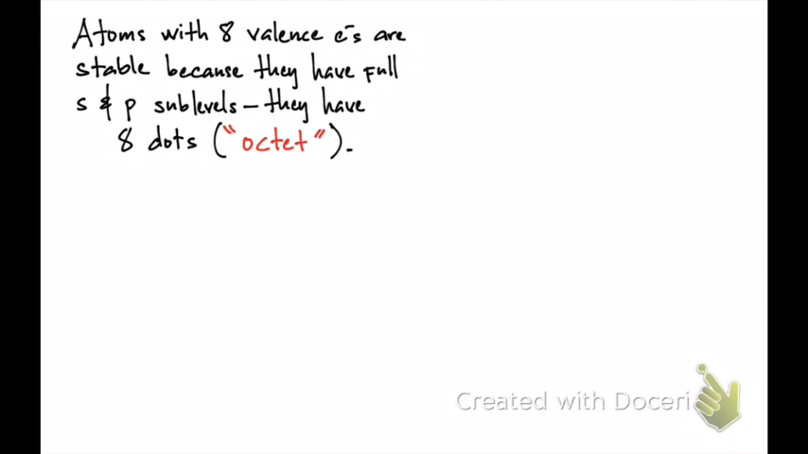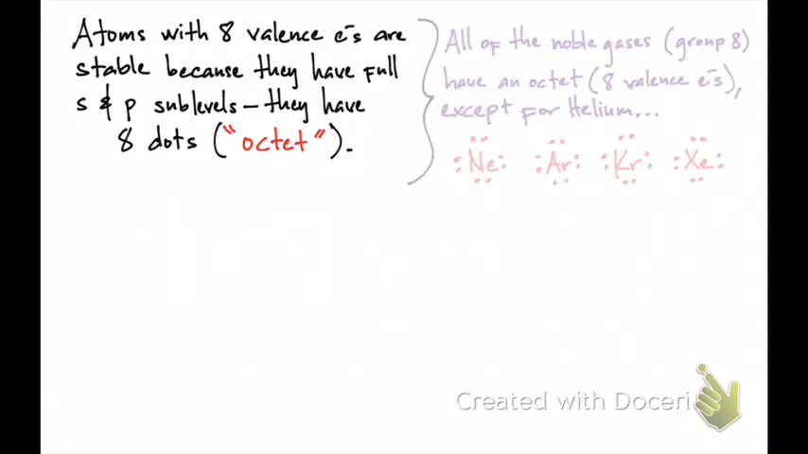In other words, they are isoelectronic with the noble gases. Another way to put this is that they follow, or satisfy, the octet rule, the rule of 8 valence electrons. And of course, there are some exceptions, and we'll talk about that in more detail here.